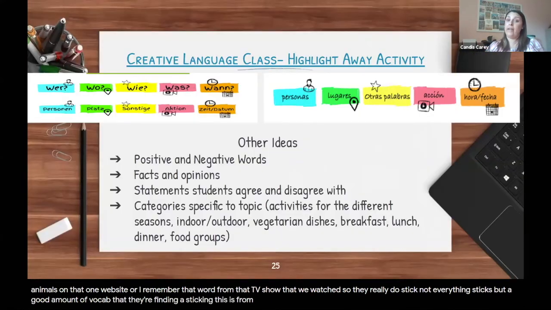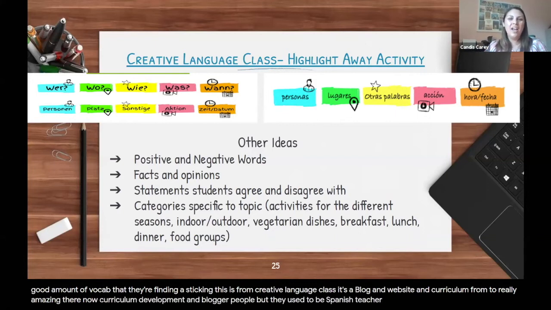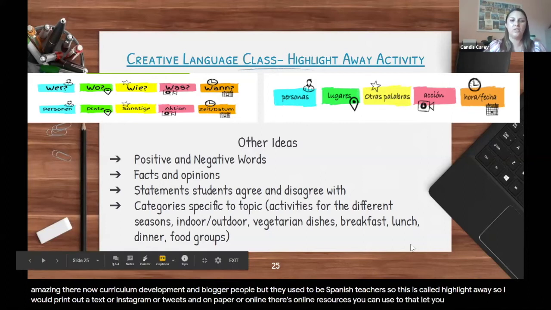This is from Creative Language class. It's a blog and website and curriculum from 2 really amazing curriculum development and blogger people, but they used to be Spanish teachers. So this is called Highlight Away. I would print out a text or Instagram or tweets, and on paper or online, there's online resources you can use too that let you just highlight onto the screen as well.